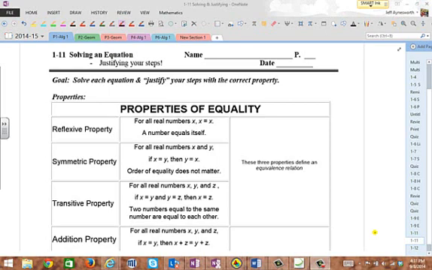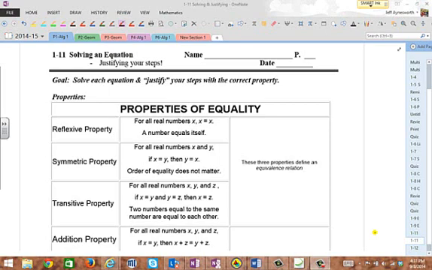Now the reflexive property states that we've got x equals x. That means that a number equals itself, like 5 equals 5. We're probably not going to be using that, but it's a property, and it sure makes sense because a number does equal itself. No big deal. It's kind of goofy, but it's true.